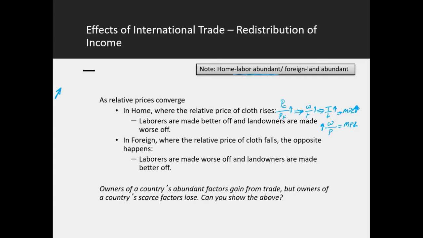Income redistribution was not discussed in the case of the Ricardian model, and why? Because there was only one factor of production.